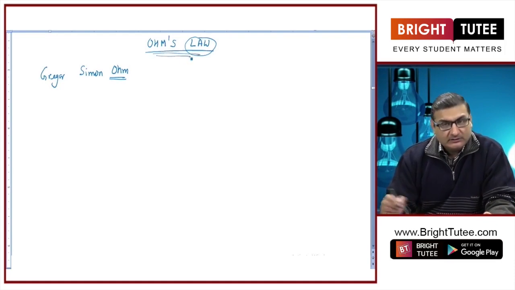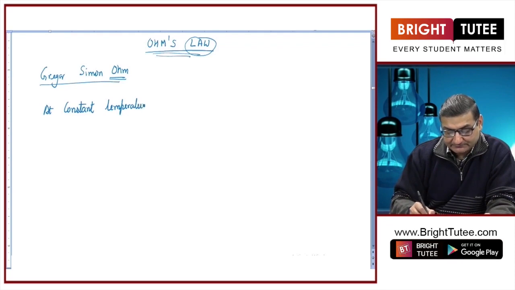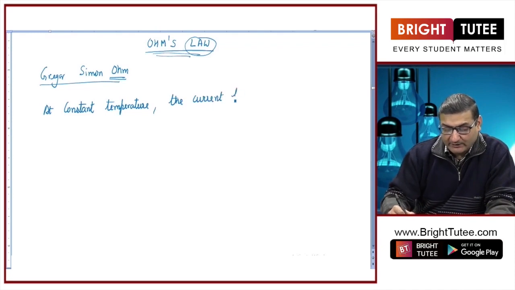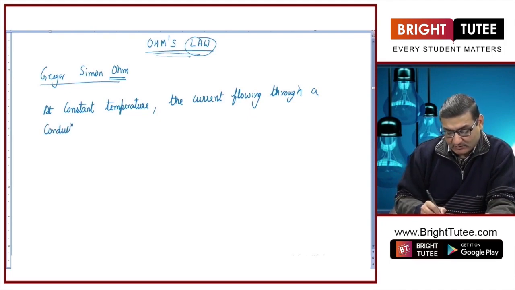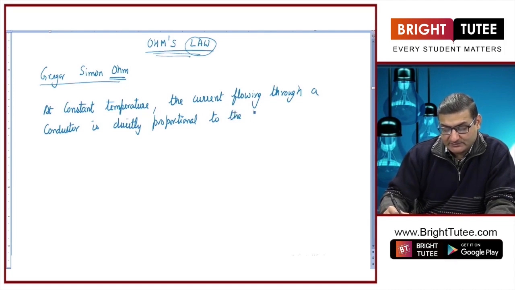What did Ohm's law tell us? According to Ohm's law, at constant temperature, if the temperature remains constant, the current flowing through a conductor, any conducting wire or a conductor, is directly proportional to the potential difference across its ends.